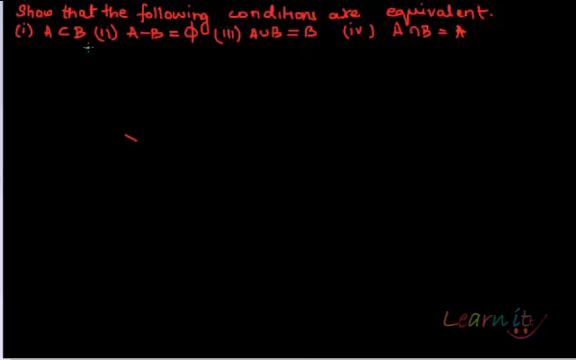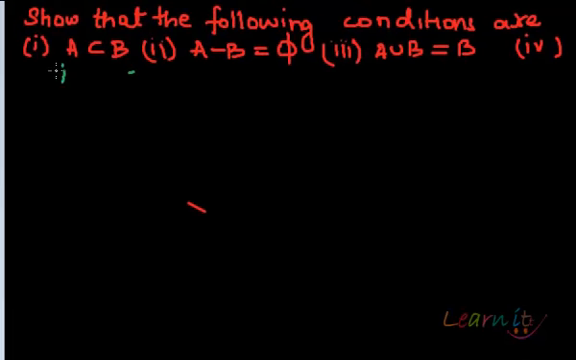So what do we need to prove? That one if and only if two, that is, they are equivalent. Let's try to do this first of all. So what do we need to prove? That A is a subset of B. Okay, we know this. Now we have to come down to the point that A minus B equals phi.